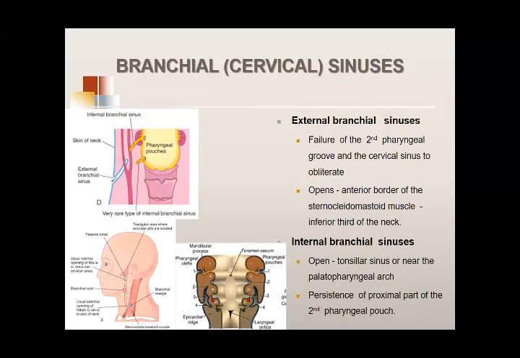और आपको बताए, cervical sinus because the second pharyngeal groove ये persist करता है, it fails to perforate completely. या फिर failure of the cervical sinus to perforate. These two reasons are the cause of the external branchial sinus. ठीक है. अब हम internal branchial sinus पे आ जाते हैं.